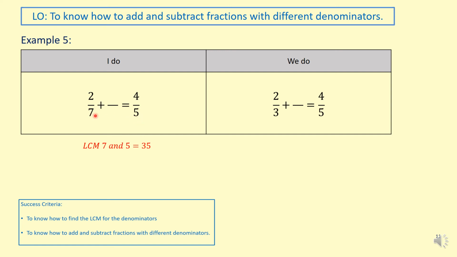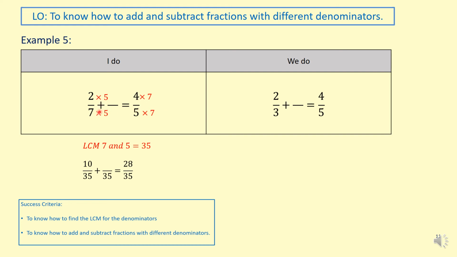So what number do I need to times 7 by? 5. And same at the top. What number do I need to times 5 by? And then the same thing at the top. Okay. So we've done that. Then I just rewrite the question.